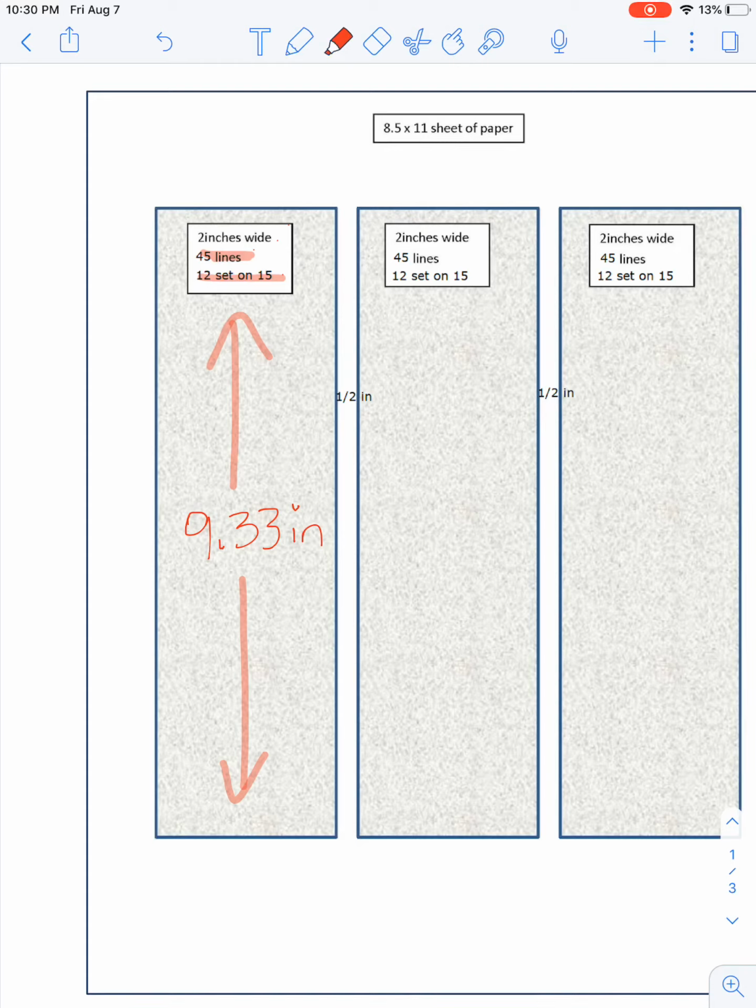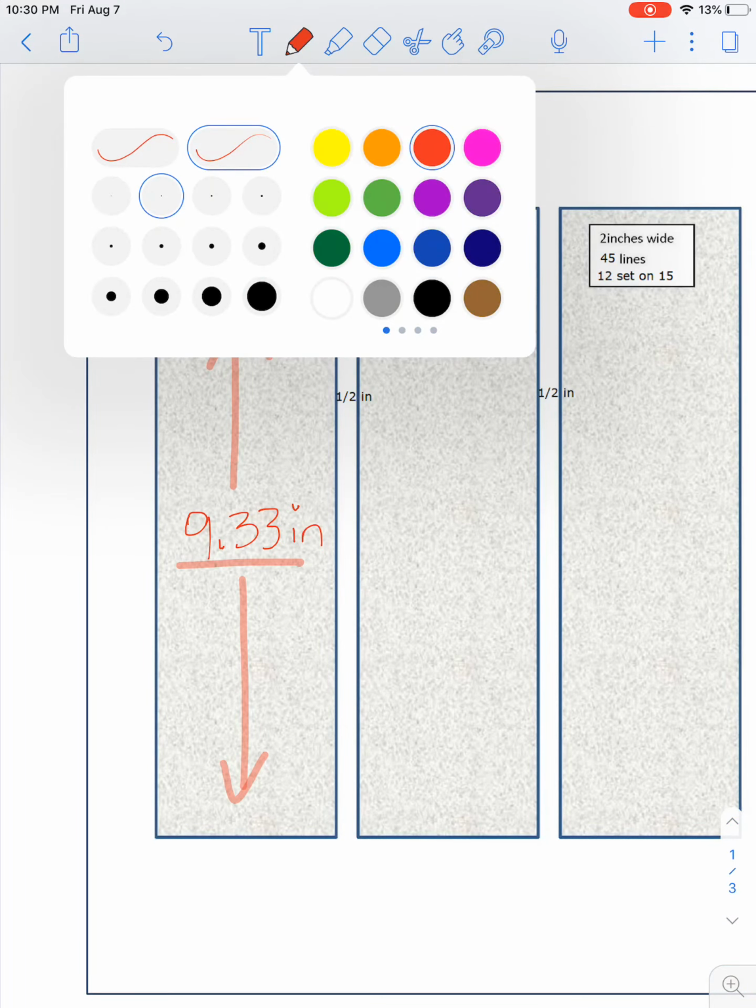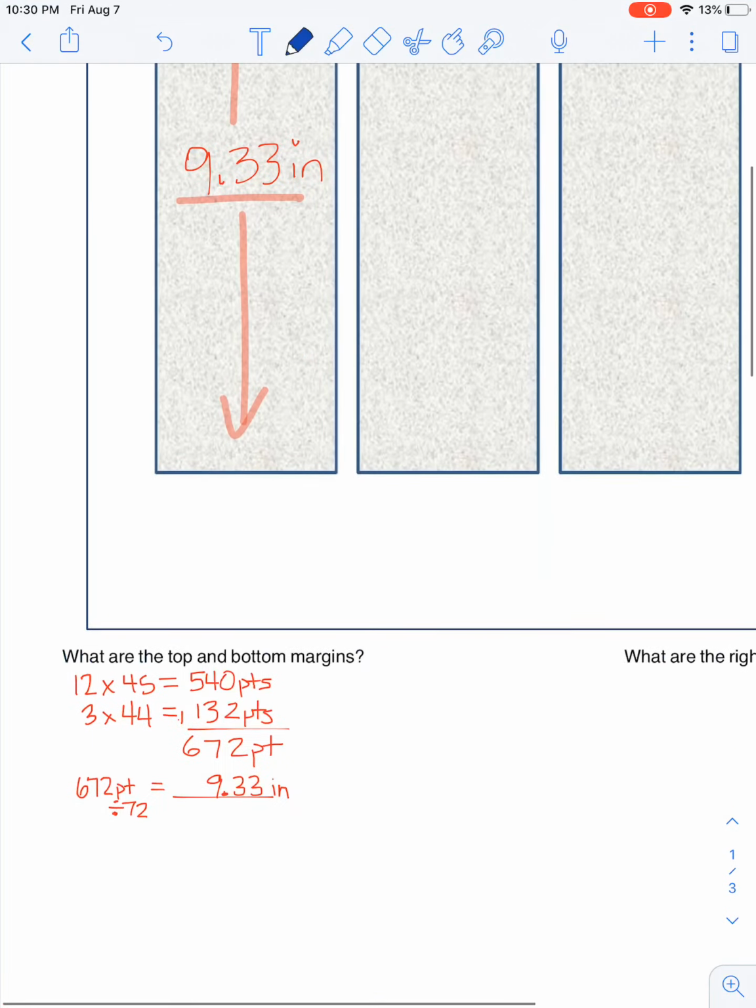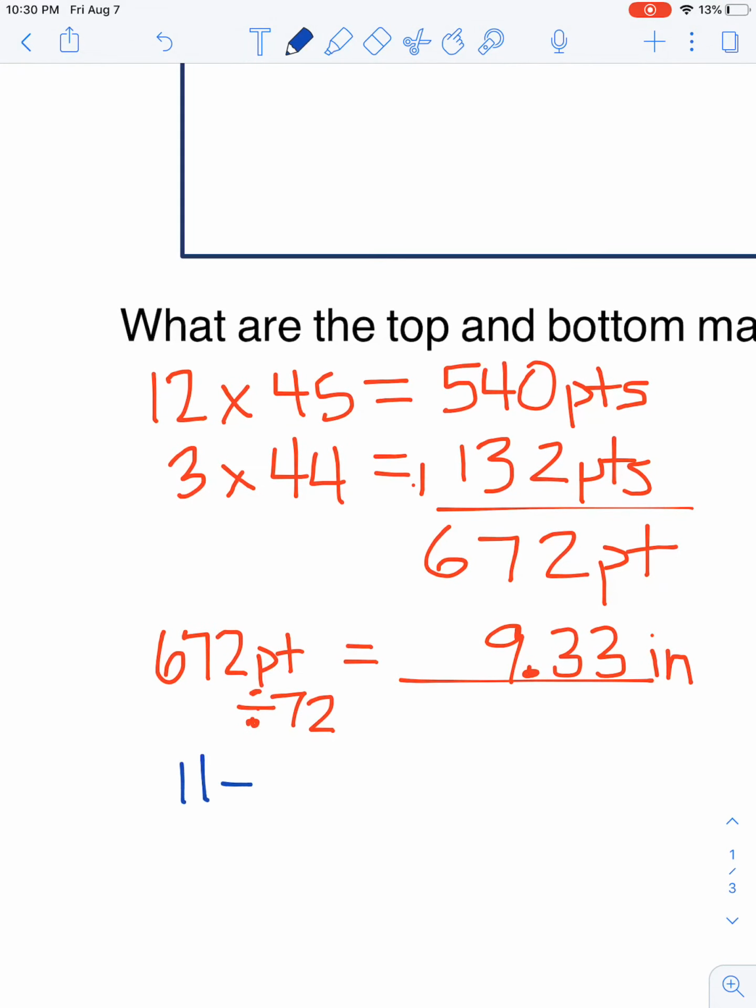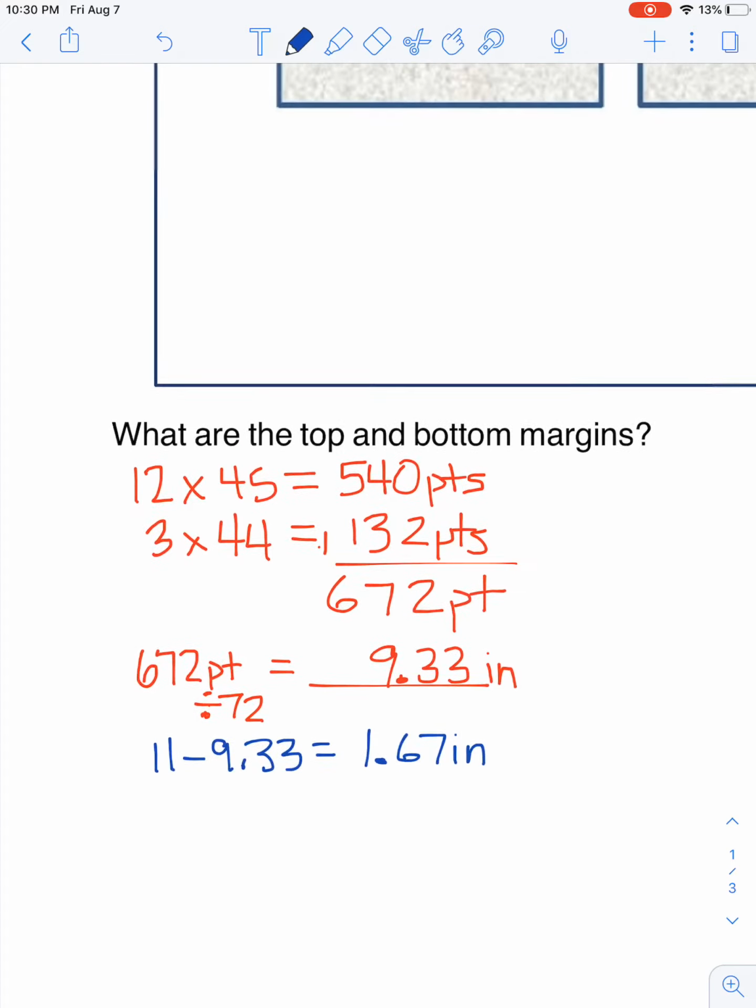To continue doing the top and the bottom margins, we have to think about the unused space. If our sheet of paper is 11 inches tall and our columns are 9.33, to do the unused space we would take 11 minus 9.33. So 11 minus 9.33 is 1.67 inches of unused space.